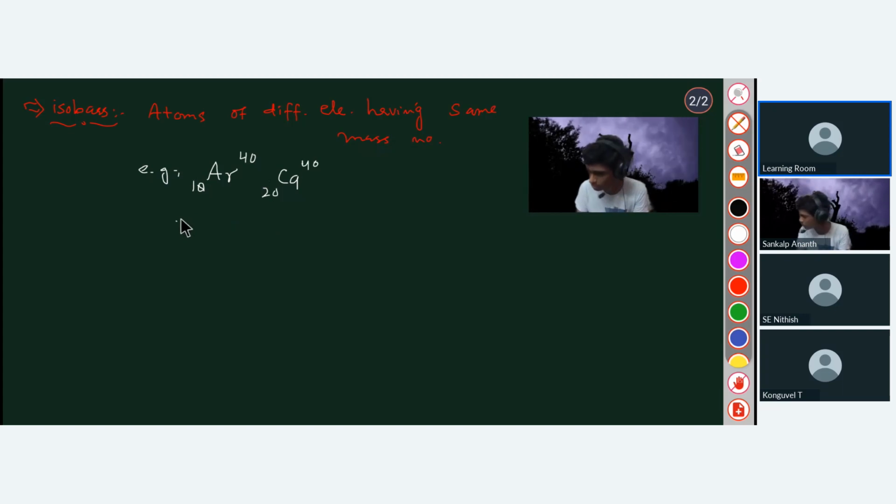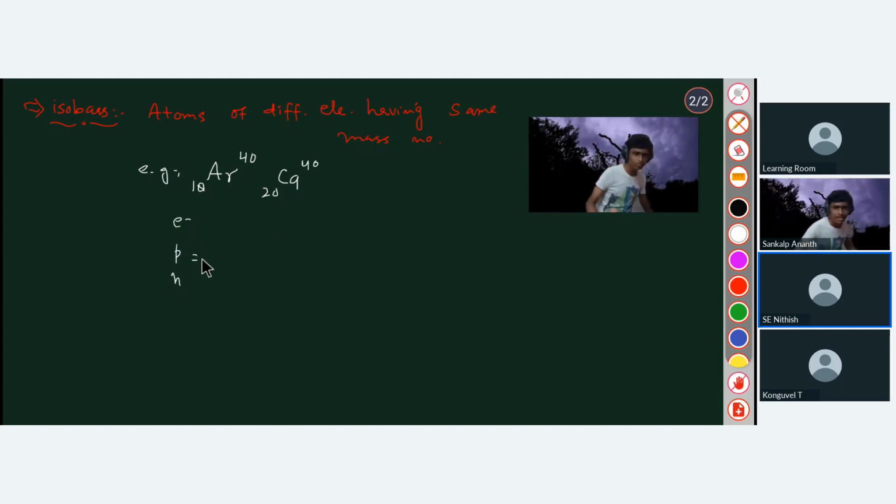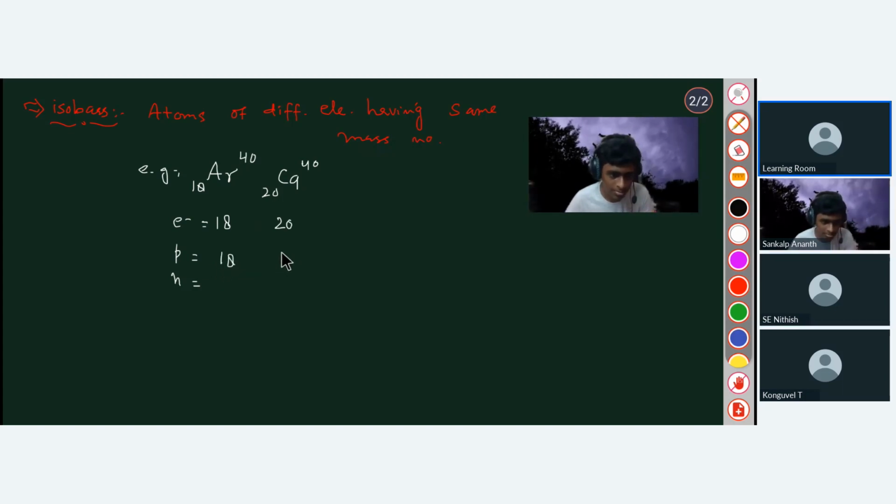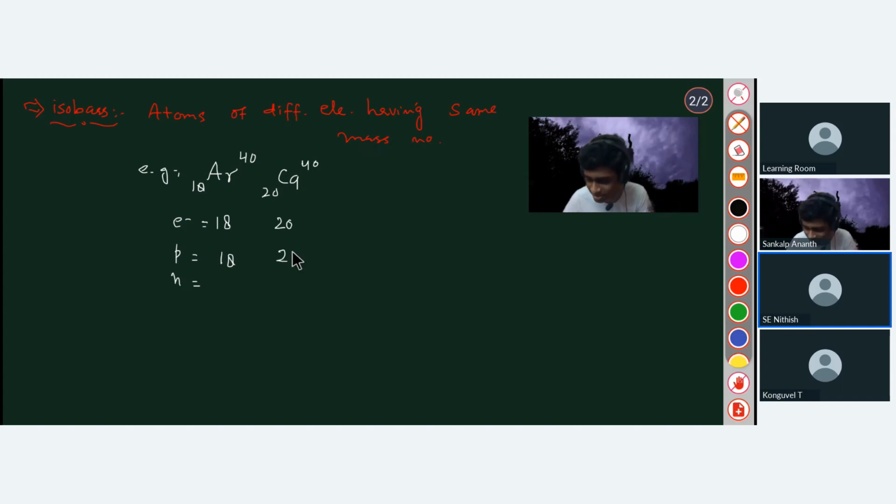Can you tell me the number of electrons, protons, and neutrons in all these? In calcium, electrons are 20, protons are 20, and neutrons are 20. What about the other one, argon? Is that 10 or 18? It is 18, not 10.